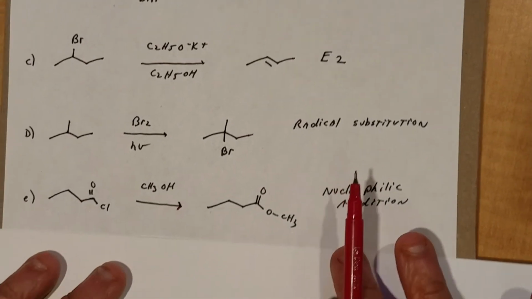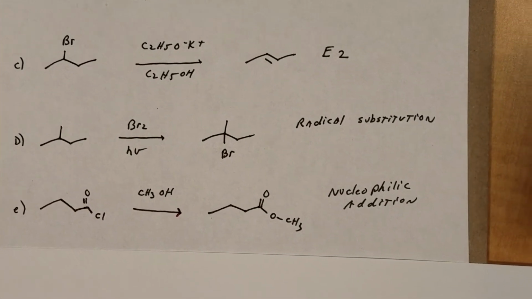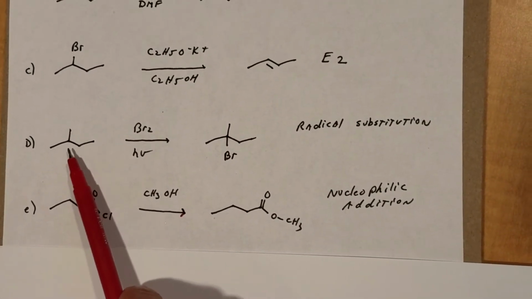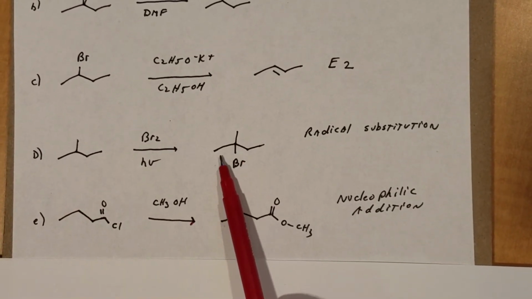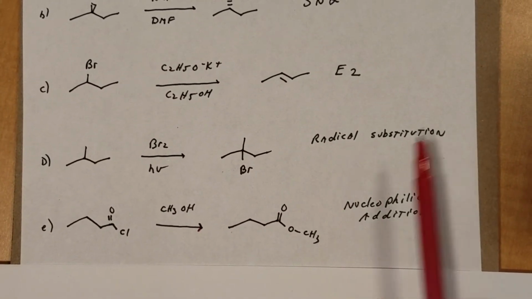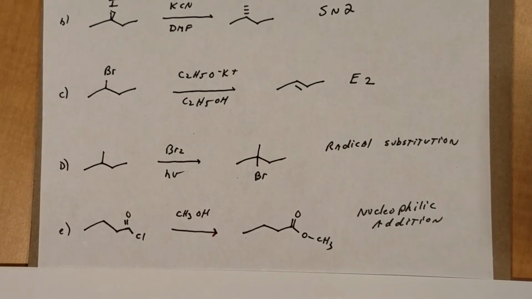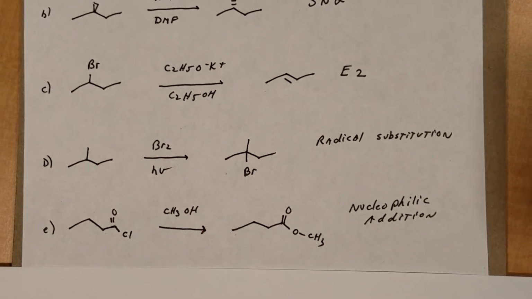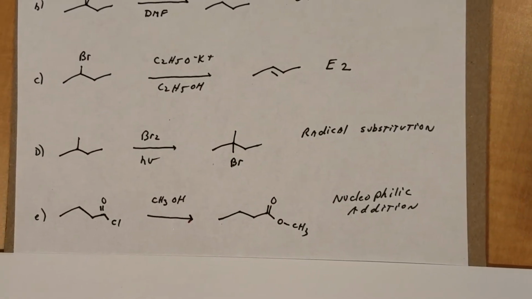Letter D, that's an easy one. This is simply a radical substitution. If you look at the 2-methylbutane, what we do is remove the tertiary hydrogen, and we simply replace that hydrogen with a bromine at the tertiary position, and that would be a radical substitution. The minute you see hν, that stands for ultraviolet radiation, you're going to think radical substitution mechanisms. That'll usually be the norm.